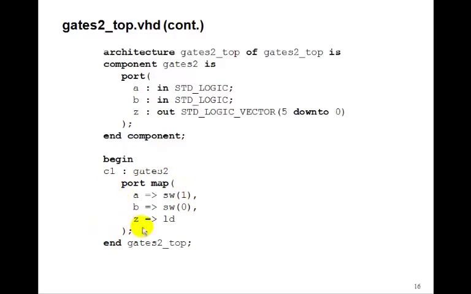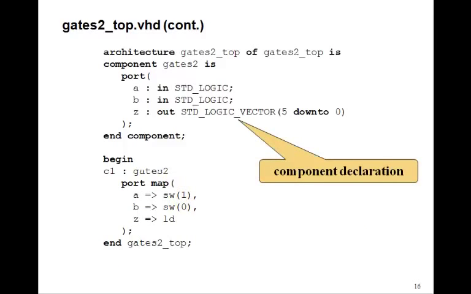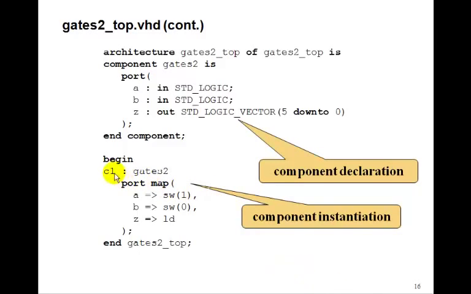Then in the main architecture part of the top-level design, between begin and end, we use this port map statement. So we have the component declaration, and we have the component instantiation, where we define this label C1, an arbitrary label, Gates 2, that's the name of this component, and we use this port map statement, where on the left-hand side are the inputs and outputs of the component, A, B, and Z, and on the right-hand side we write down what they're connected to. That is, these are the inputs and outputs of the top-level design. So A is going to be connected to switch 1, B to switch 0, and Z, which was standard logic vector 5 down to 0, gets connected to LD, which we defined in the top-level entity as being also 5 down to 0. So we can just set Z to LD. So this is the top-level design.